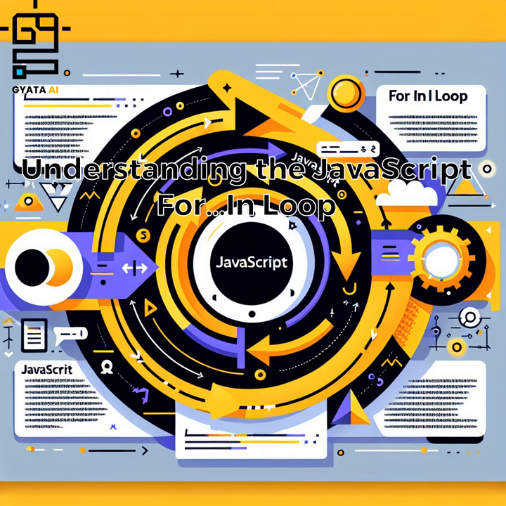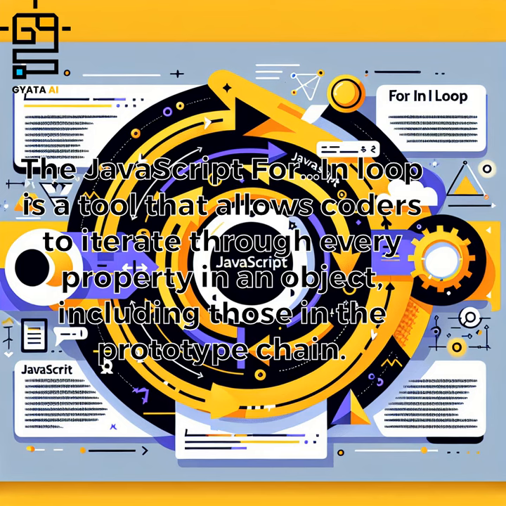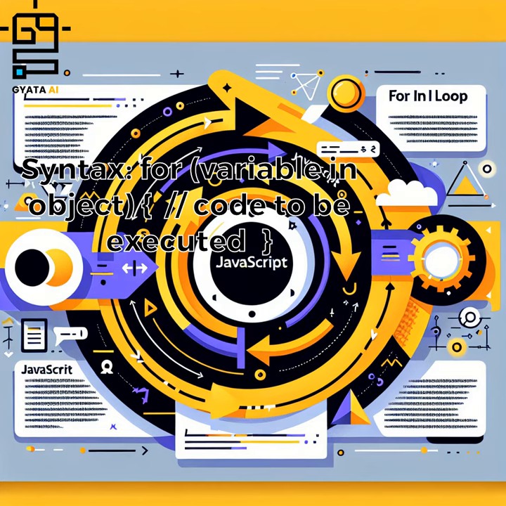Understanding the JavaScript for in loop. The JavaScript for in loop is a tool that allows coders to iterate through every property in an object, including those in the prototype chain. Syntax: for (variable in object) { code to be executed }.